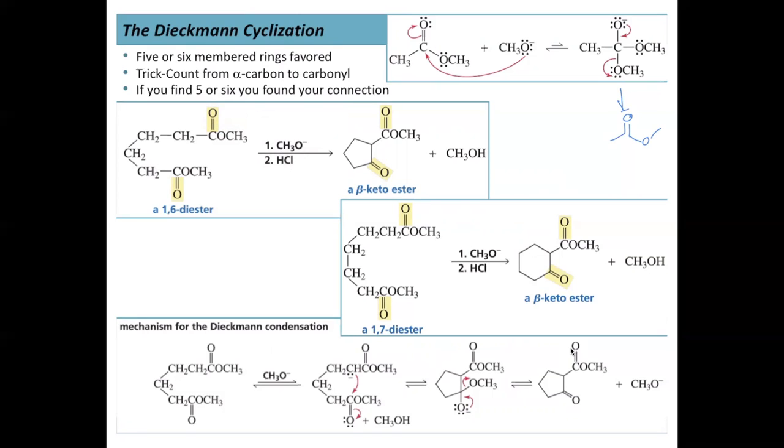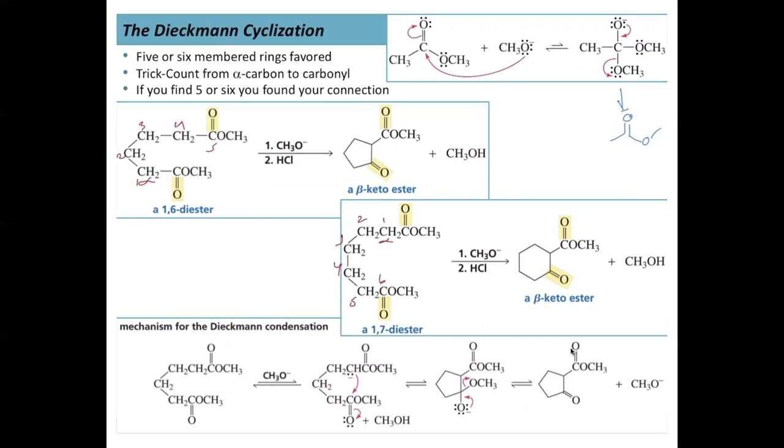And what we do is we identify our alpha protons and count 1, 2, 3, 4, 5 carbons away. And so I'm going to end up with a 5-membered ring here. And again, it's going to end up a beta keto ester, just like a Claisen does. In this case here, there's our alpha carbon, we're going to count from it, 1, 2, 3, 4, 5, 6, and I end up with a 6-membered ring.